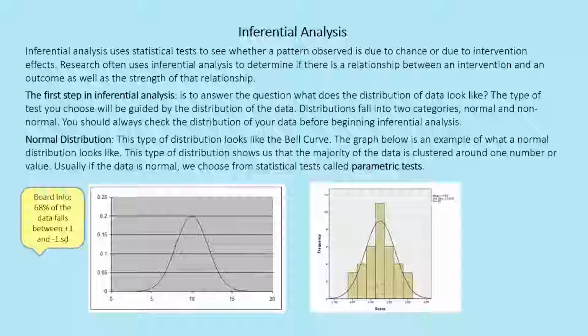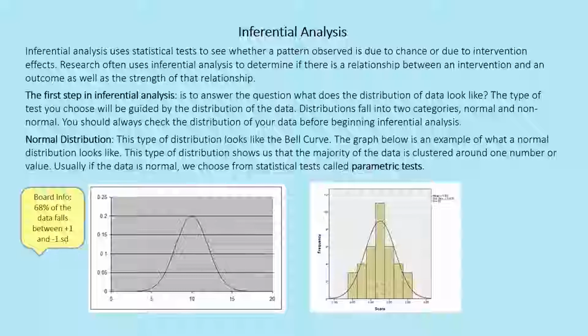Okay, let's take a look at the second type of data analysis, and we're going to look at inferential analysis. Inferential analysis uses statistical tests to see whether the patterns that are appearing in our descriptive statistics visuals or images are really occurring because of chance or because the intervention effect actually did take hold. Research always uses inferential analysis to determine if there is a relationship between an intervention and its outcome, and then how strong this relationship actually is.